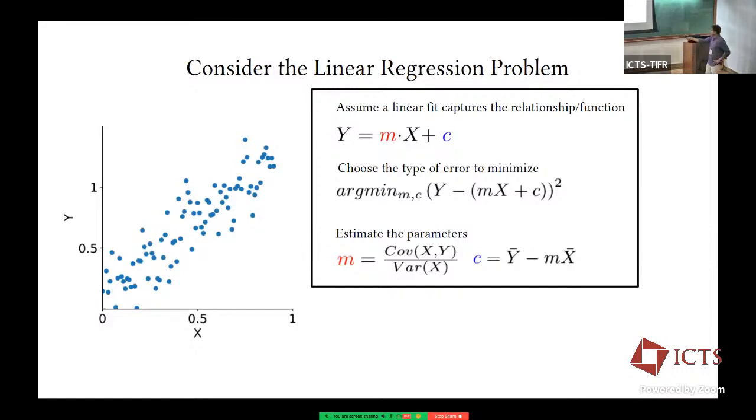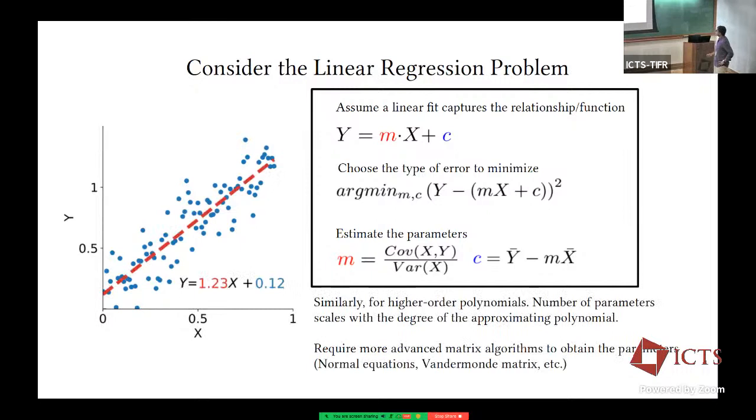Suppose the data is more complex, like a 10th order polynomial you think might be the best approximation. Then you can't solve all this by hand so easily. You have to use more complex algorithms, like creating normal equations, creating a Vandermonde matrix, and solving these large matrices efficiently using state-of-the-art algorithms and so on.